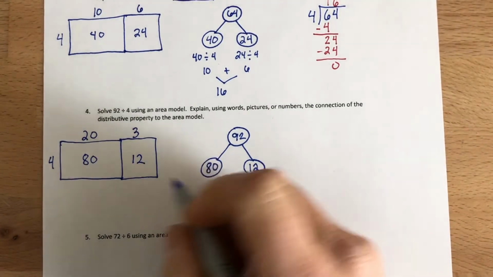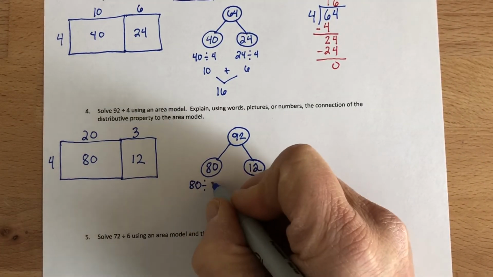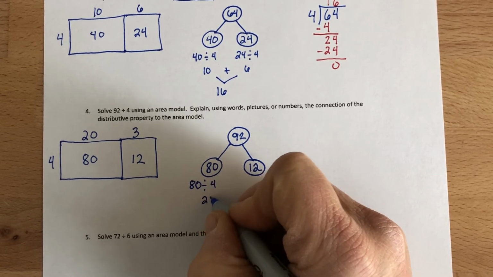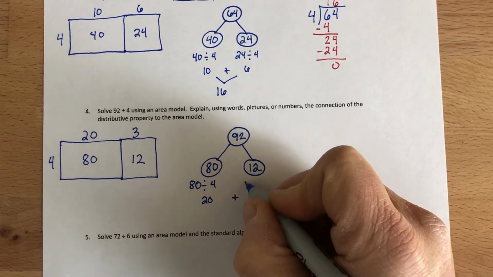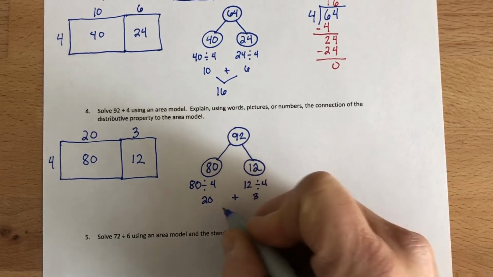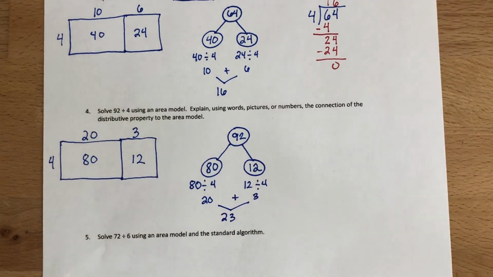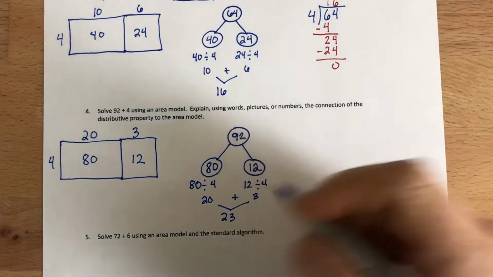See over here? Let's do the same thing we just did there. 80 divided by 4 equals 20. 12 divided by 4 equals 3. I put them together, I get 23. Okay. So now I'm going to use numbers to explain.